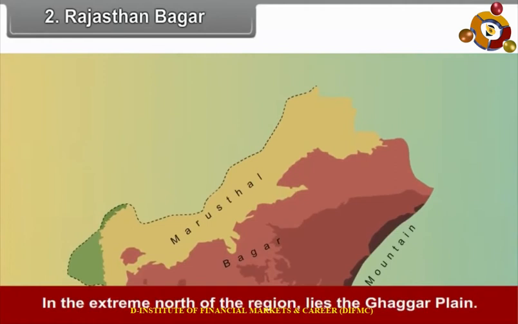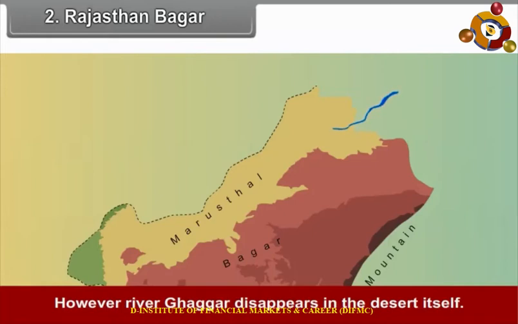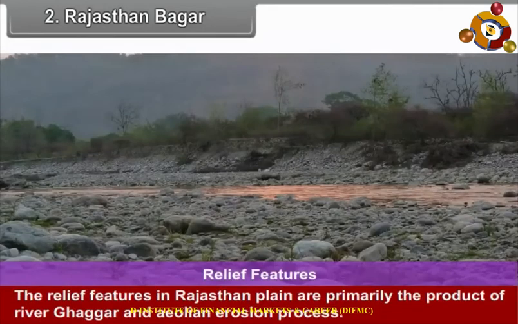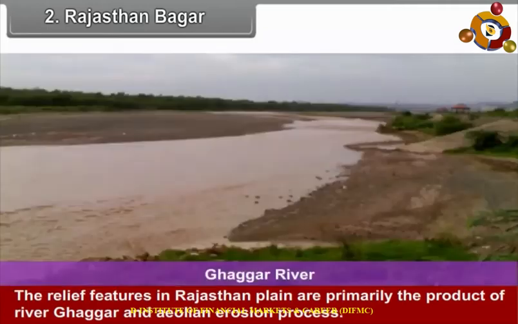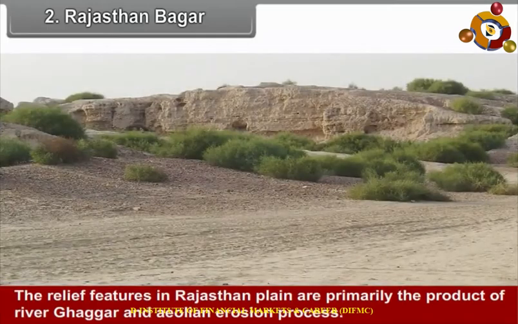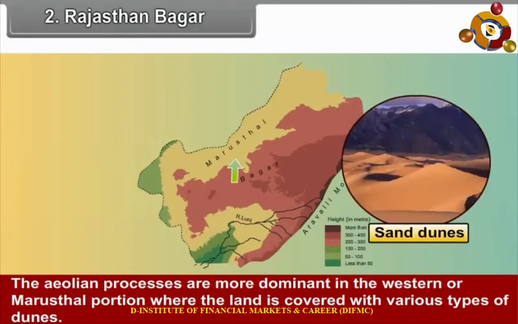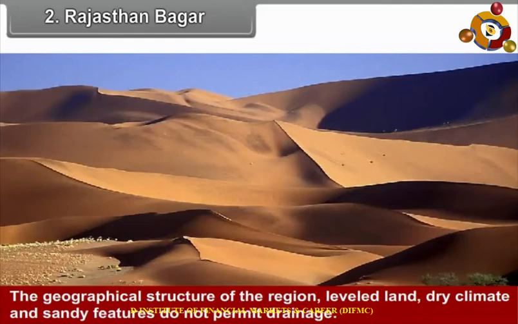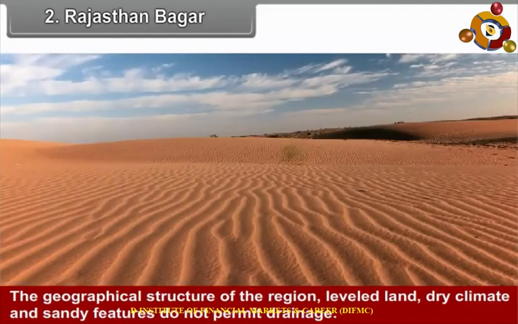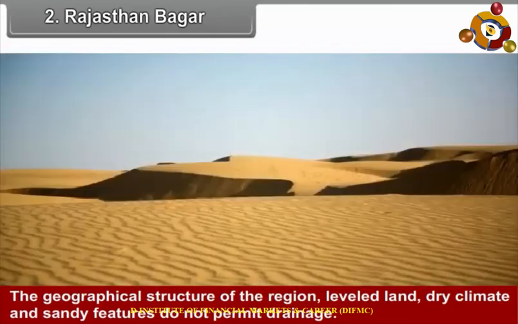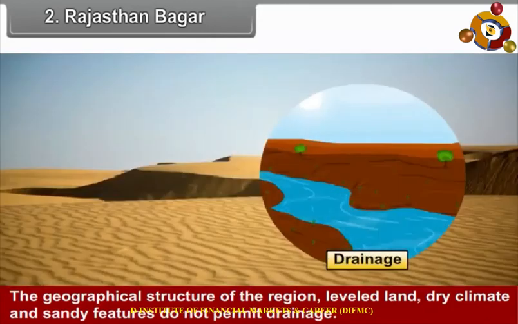In the extreme north of the region lies the Ghagar plain. However, river Ghagar disappears in the desert itself. The relief features in Rajasthan plain are primarily the product of river Ghagar and aeolian erosion processes. The aeolian processes are more dominant in the western or Marusthal portion, where the land is covered with various types of dunes. The geographical structure of the region, level land, dry climate and sandy features do not permit drainage.